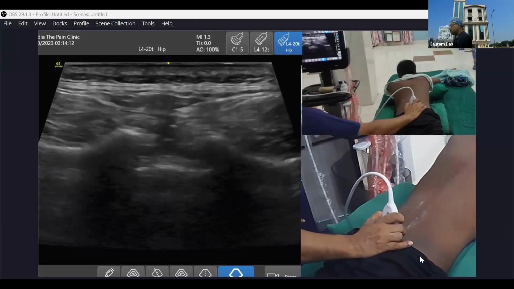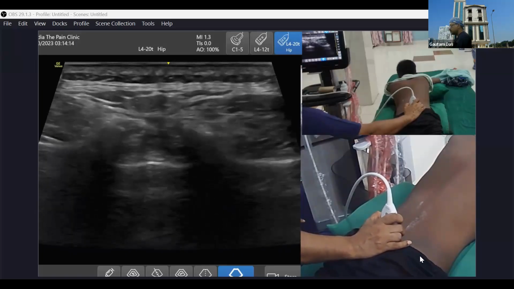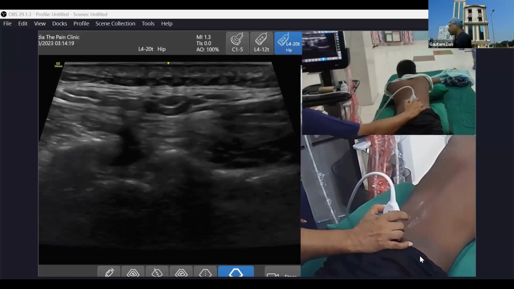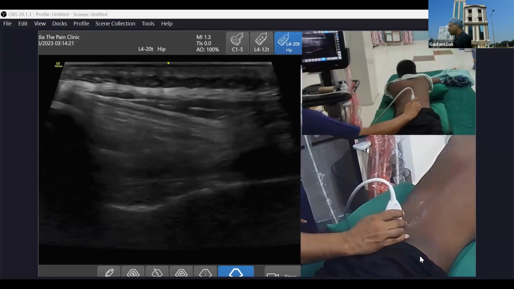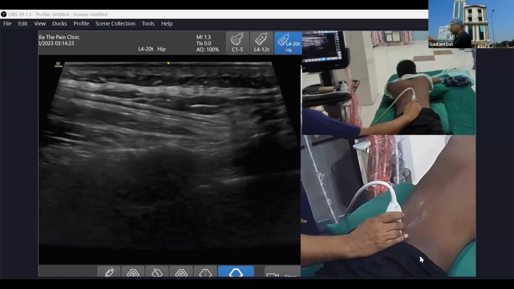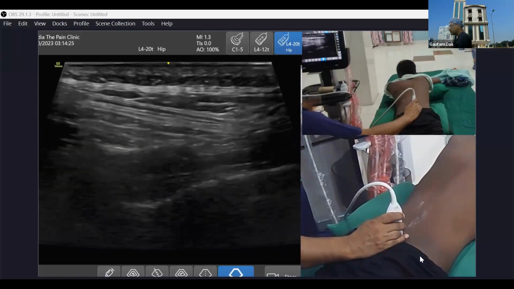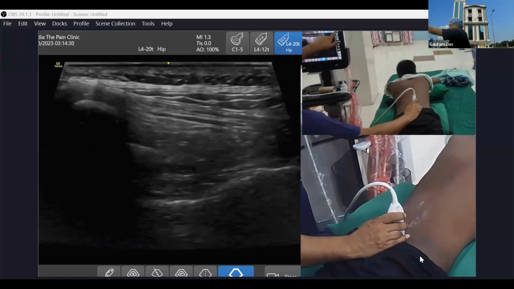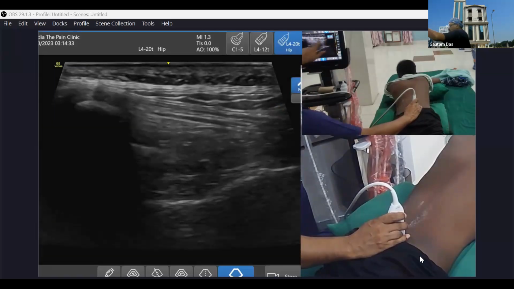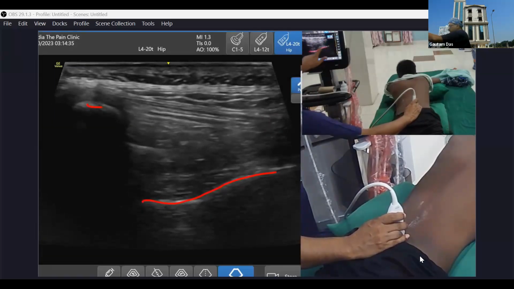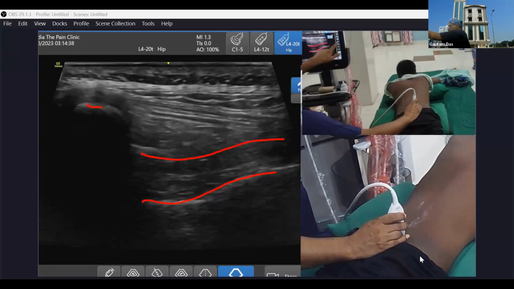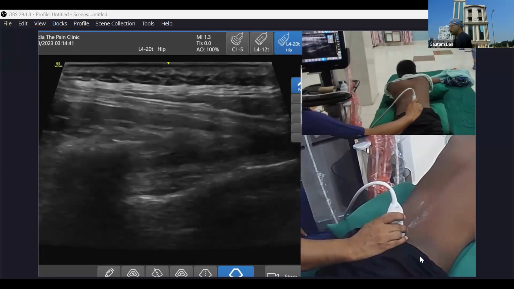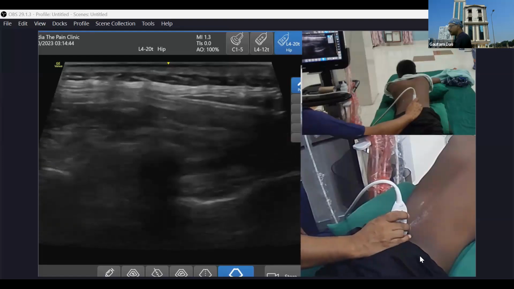So I was here, and now I'm seeing the two cornua. And at this position, I'll be rotating the probe, craniocaudal. So this side is your cranial side, left hand side, right hand side. This was your medial sacral crest. This is your sacral bone, and this is your sacrococcygeal membrane. See it again.